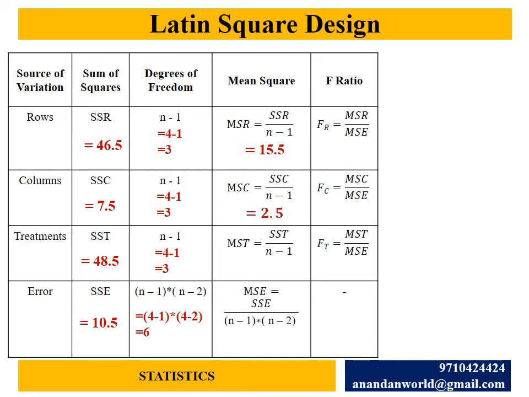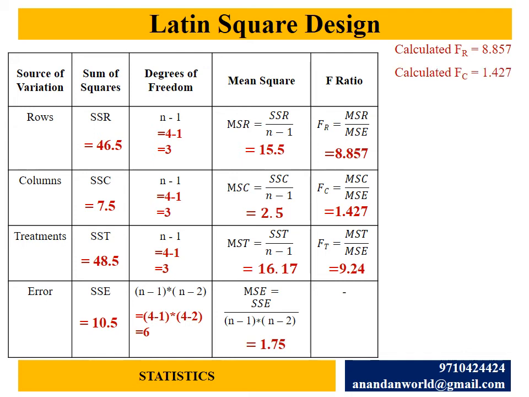Similarly, the mean square values between the columns, between the treatments, and the error can also be obtained. Then the F ratio can be calculated using this formula. So the calculated F value between rows is 8.857. The calculated F value between the columns is 1.48427. The calculated F value between the treatments is 9.24.